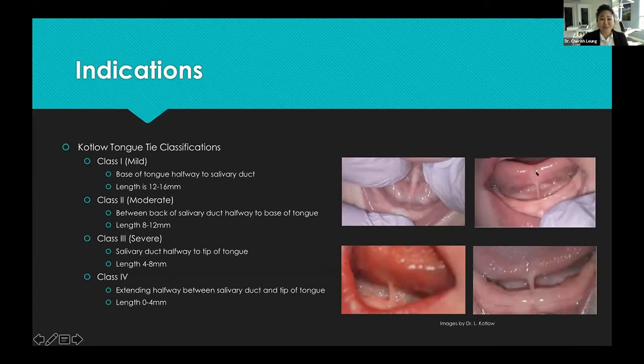So class 2 is a moderate tie. You'll find that it's like 8 to 12 millimeters, but really you'll see that, okay, it's not really strongly tied. I can lift it maybe 3/4 of the way to fully. They're able to speak well. They don't have any issues. When you lift it, it doesn't feel tight.